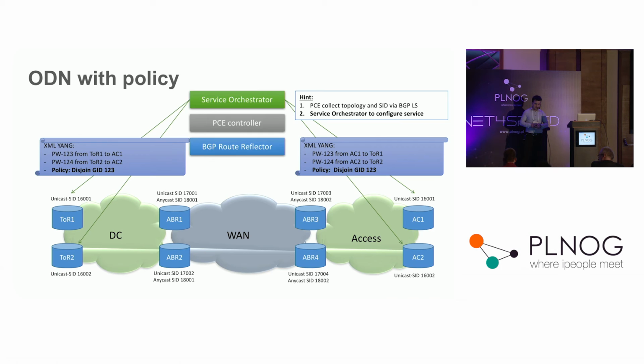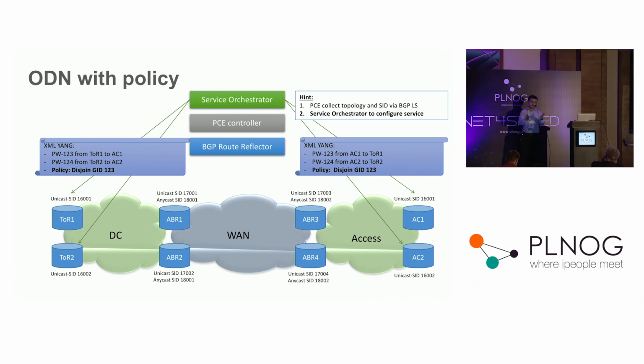Now we have another case, the second case: on-demand next hop with a policy. Here we have two TORs, TOR1 and TOR2, which want to go to AC1 and AC2. So the source is at the TORs, and the destination is at AC1 and 2. The service orchestrator goes down to both TOR1 and TOR2 and says, create two pseudo-wires, but these two pseudo-wires should have disjoint paths, meaning none of these two paths should touch each other. It should be a disjoint path.